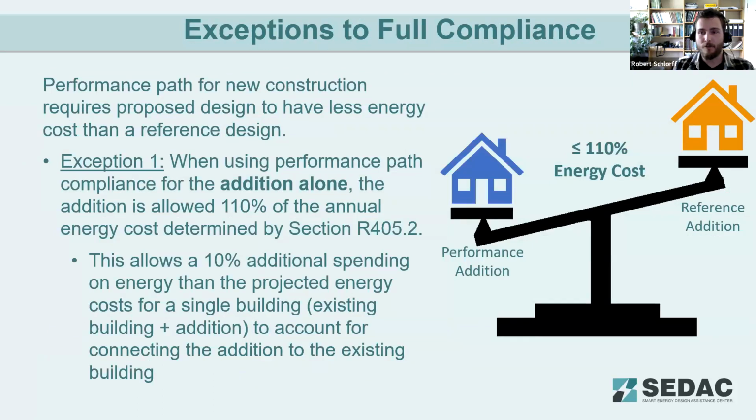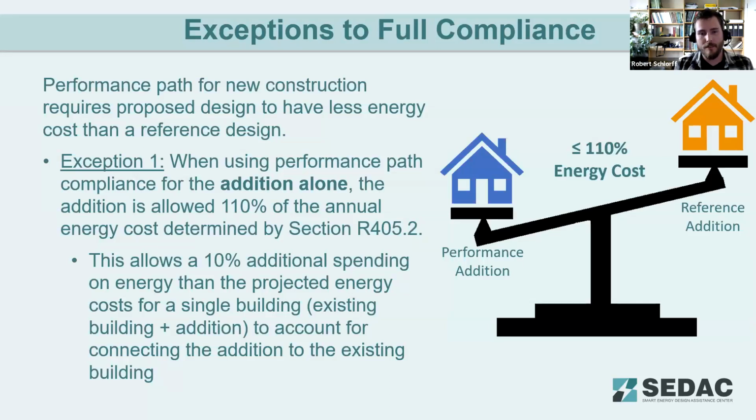So the first exception to full compliance, as I just talked about there with the addition of changing space conditioning, is a performance path that is somewhat similar to the performance path for new construction, that requires a proposed design to have less energy cost than a reference design. So this is the first exception to the requirement on the last slide. If you can demonstrate that the addition alone is allowed 110% of the annual energy cost determined by section R405.2. So basically what you're saying here is that the addition can have 110% of the annual energy cost, and that accounts for a little bit of that. It gives you a 10% buffer there for connecting the addition to the existing building.